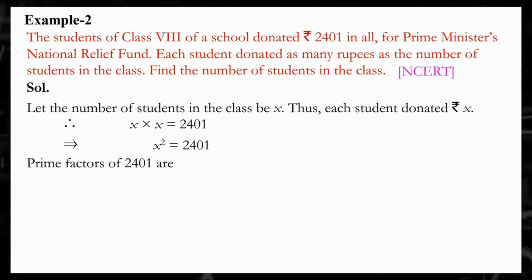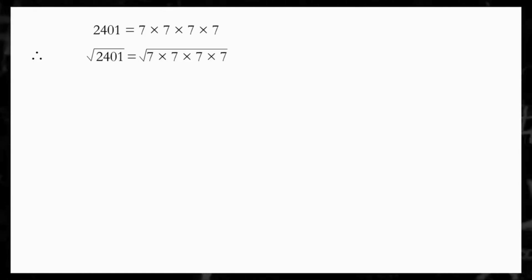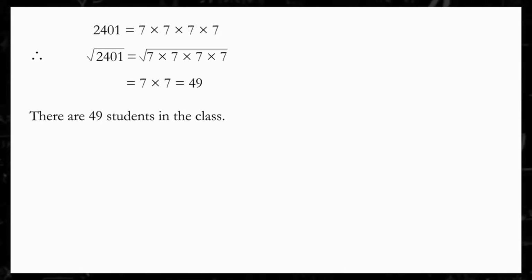Prime factors of 2401 are: on dividing 2401 by 7, we get 343. On dividing 343 by 7, we get 49. On dividing 49 by 7, we get 7. On dividing 7 by 7, we get 1. 2401 is equal to 7 into 7 into 7 into 7. Therefore, square root of 2401 is equal to square root of 7 into 7 into 7 into 7, which is equal to 7 into 7, which is equal to 49. There are 49 students in the class.